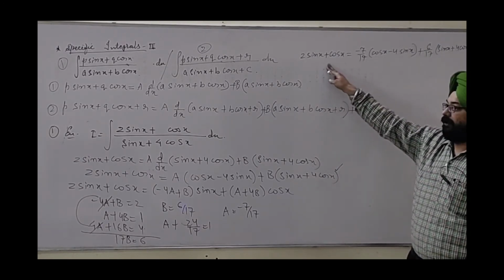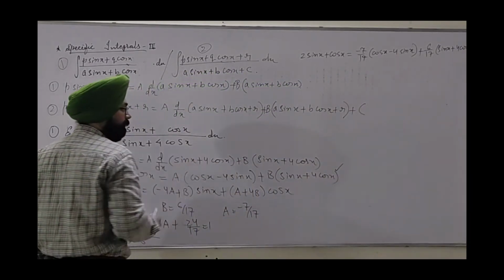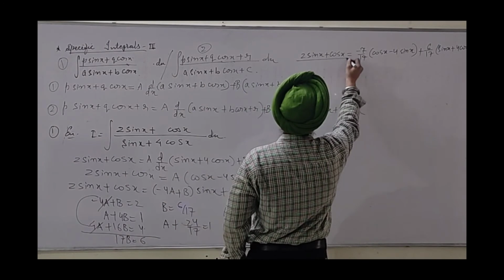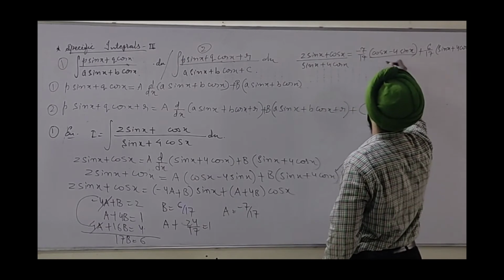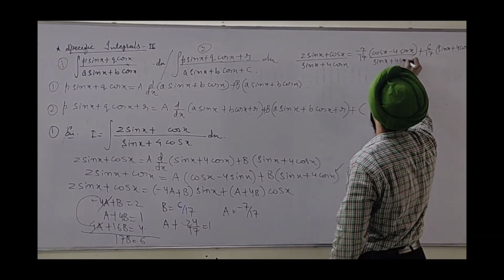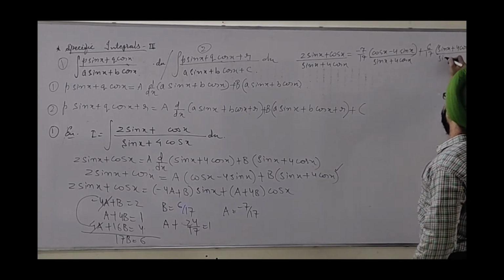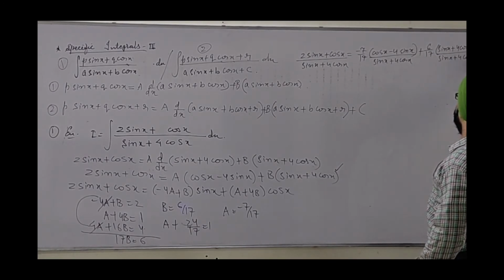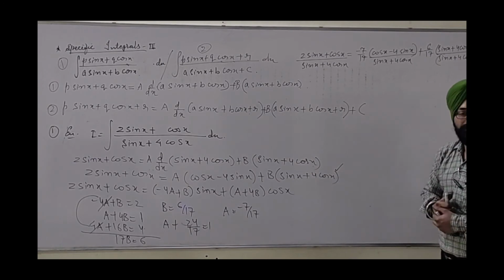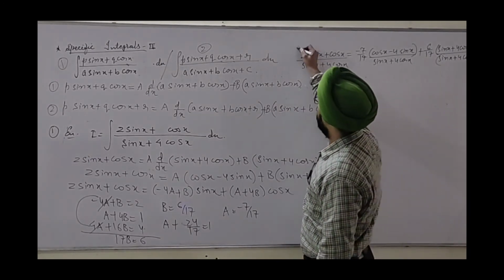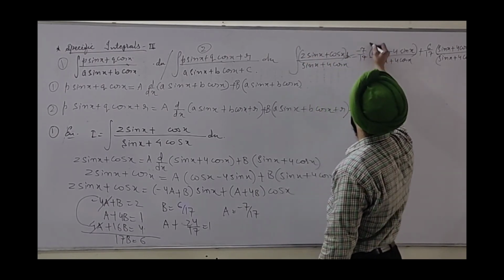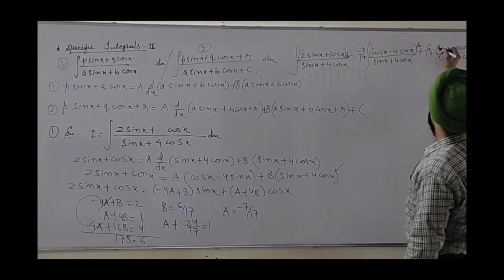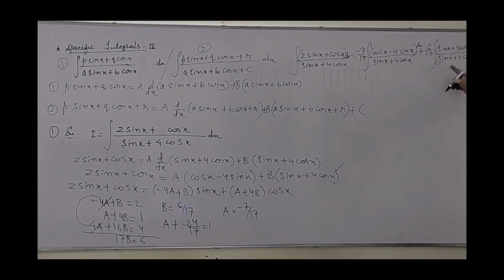Since it is divided by the denominator, sin x plus 4 cos x, each term will be divided by the same sin x plus 4 cos x. Why am I dividing? Because you can see the integral is given the same way. So this integration is equal to the integration of each term. Here these two are similar, as we have taken a denominator, so they cancel out.